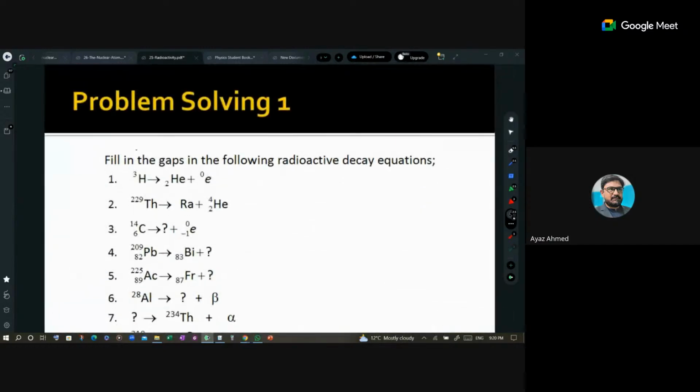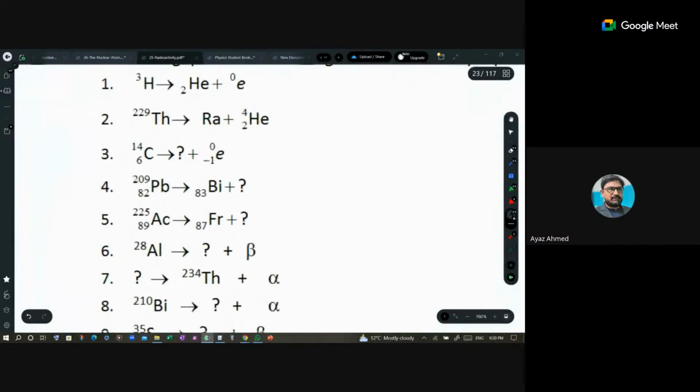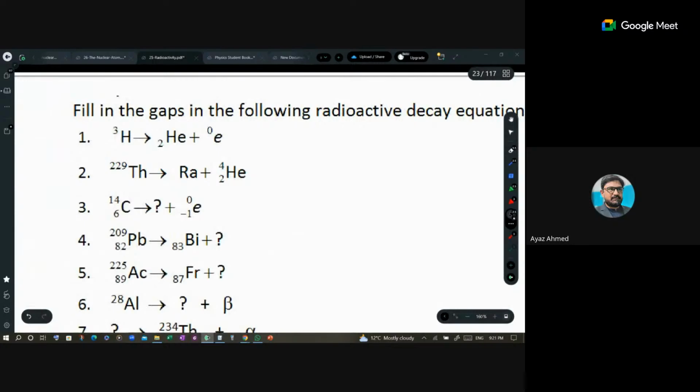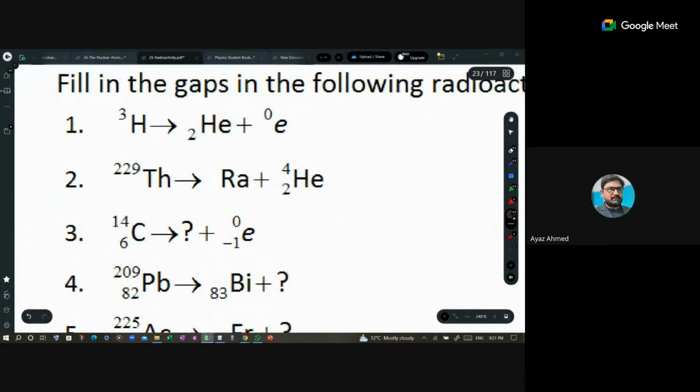So here, the problem solving. I will just do a few ones, not all. Fill in the gaps in the following radioactive decay equations. Electron is -1, so you have to write the known things first. Hydrogen goes to helium with an electron emitted out, a beta particle emitted out. So what should I write over here? What should I write for this Z?